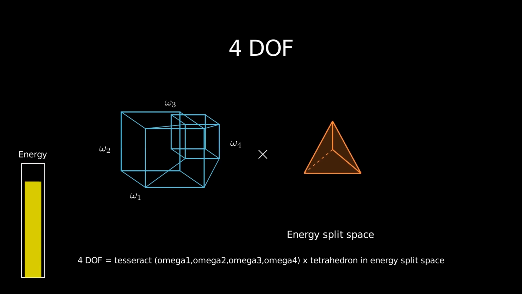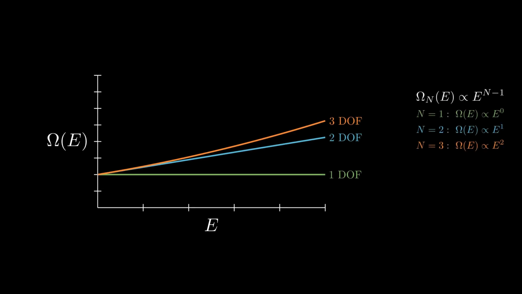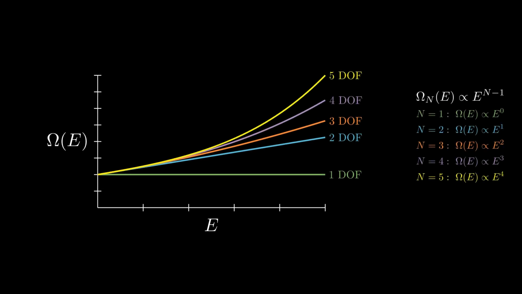So you can see the gist, we just keep adding dimensions. So what this means is that as the number of degrees of freedom in a system increases, e.g. as the number of springs in the system increases, the number of possible microstates for that system grows at a rate of the energy to the power of the number of dimensions minus 1.